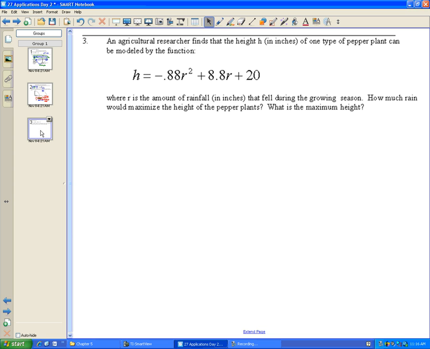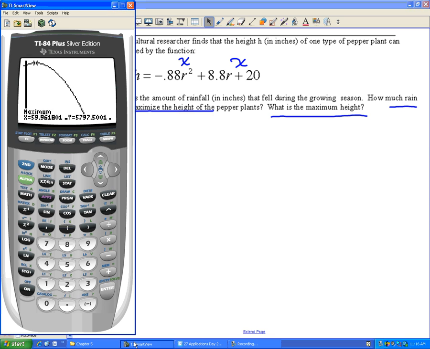So again, on each of these, I'm finding two questions. How much rain would maximize the height, and what is the maximum height? So again, I go to my calculator. I realize that h is going to be my y, r is going to be my x. I go to y equals, and I'm going to clear that out. Y equals negative 0.88x squared plus 8.8x plus 20.